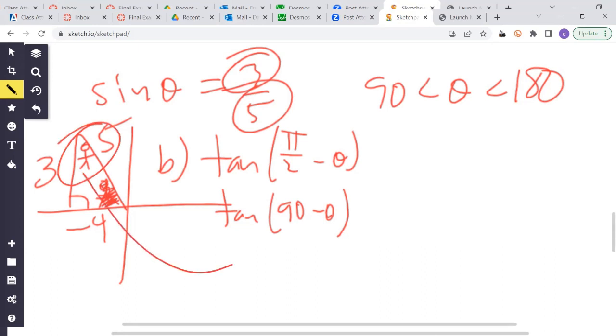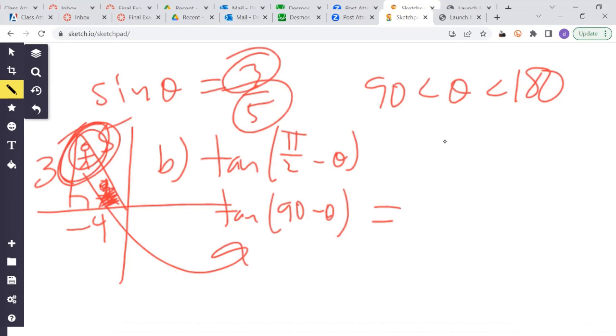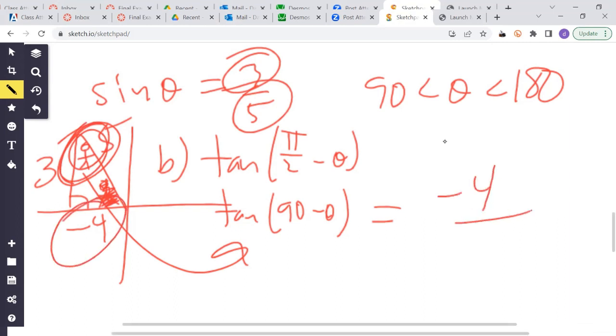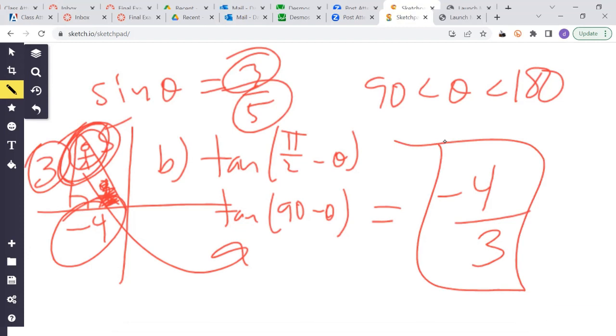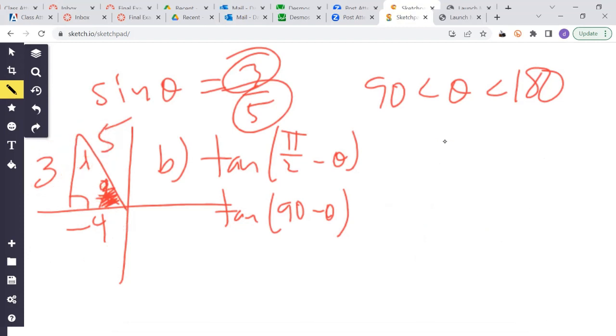And from this position, give me a tangent. So from this position, tangent is opposite over adjacent. Final answer for part B for number one.